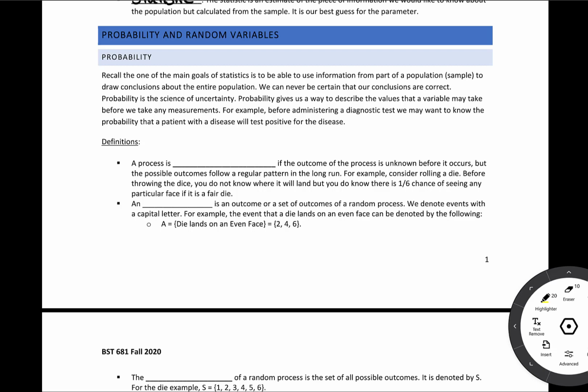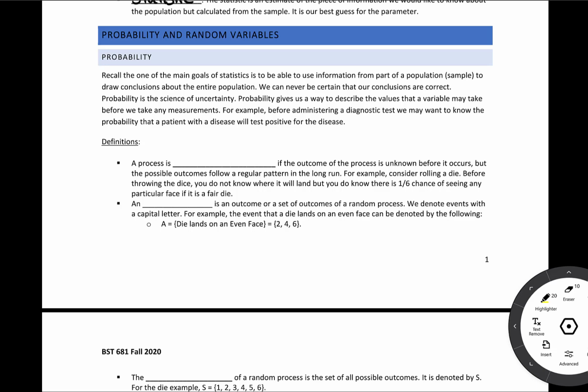Probability is the science of uncertainty, and it gives us a way to describe the values that a variable may take before we take any measurements. For example, before administering a diagnostic test, we may want to know the probability that a patient with a disease will test positive for the disease. So probability gives us ways to answer questions like this.